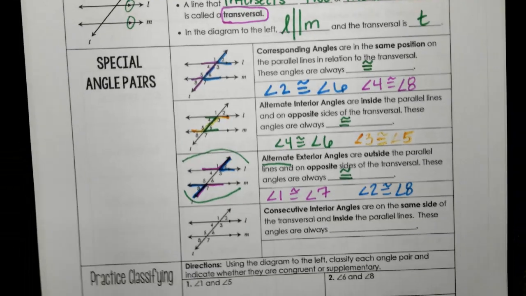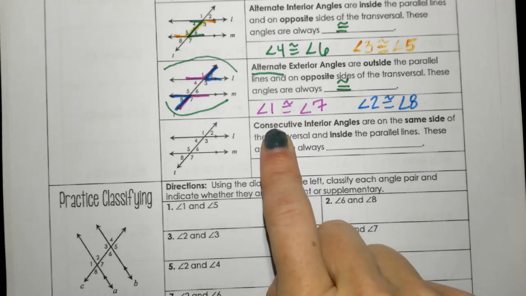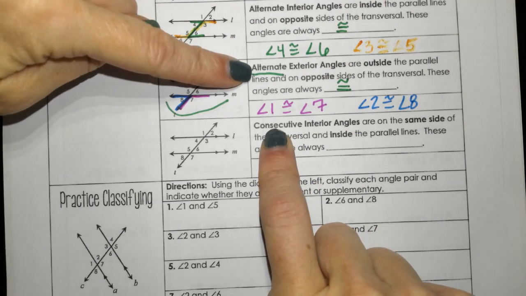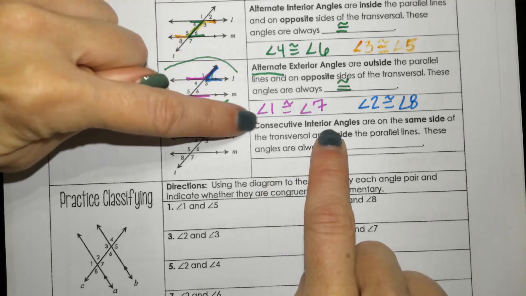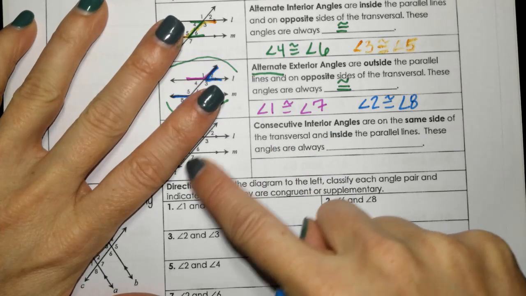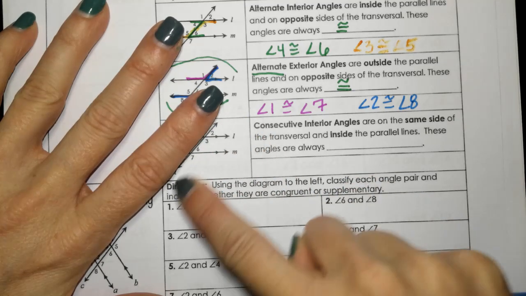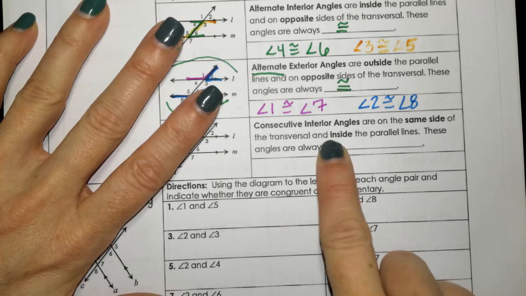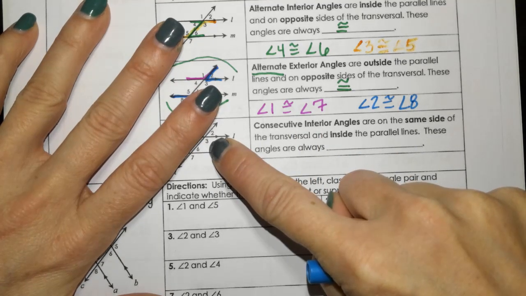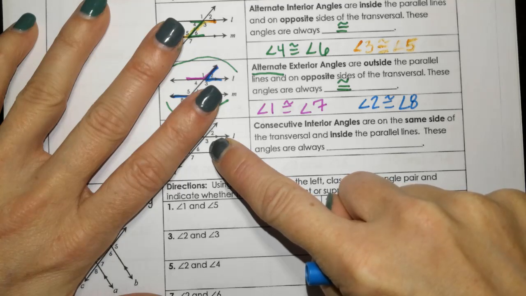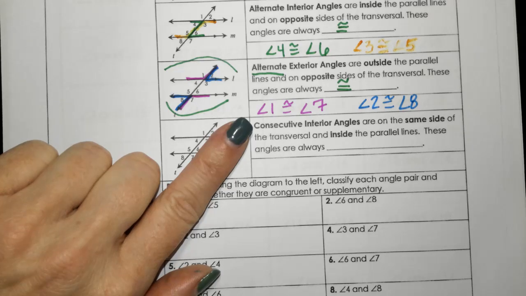Consecutive interior angles. So what does consecutive mean? Well, notice we've said alternate. That meant on opposite sides of the transversal. Consecutive means on the same side of the transversal. So this transversal T here, 2, 3, 6, and 7 are all consecutive. They're on the same side of the transversal and inside the parallel lines. So consecutive interior would mean only 3 and 6 would be consecutive interior. And if I went to the other side, only 4 and 5 would be consecutive interior.